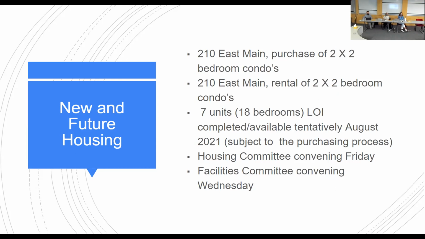We have a letter of intent on 7 units in Aspen for a total of 18 bedrooms. We expect those units to be available to us in August. We're still going through the purchasing process. We're not identifying the address at this time. The housing subcommittee is convening Friday, and then our facilities committee is convening next Wednesday, so that we can brief those committees as well as seek their advice and guidance on some of the efforts currently underway.